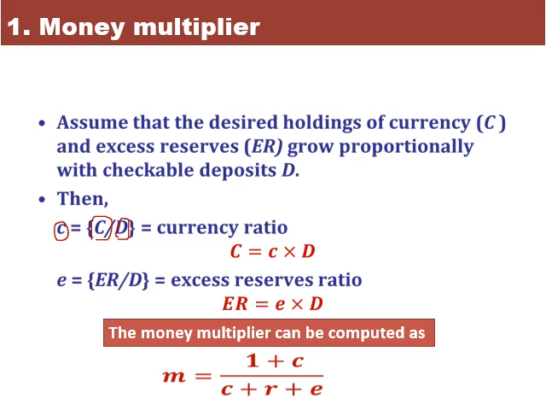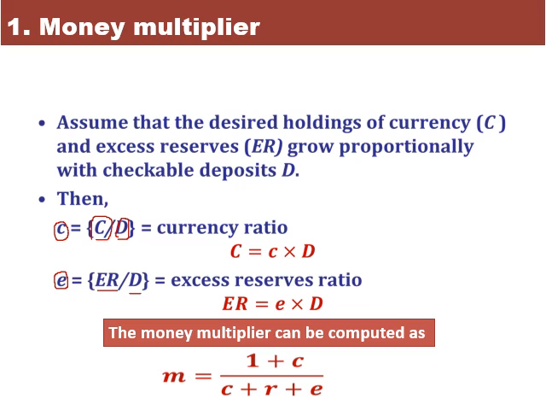Similarly, we assume that banks want to hold a certain ratio of excess reserves, which we can call the excess reserve ratio. Here the symbol e refers to the excess reserve ratio, which can be obtained by dividing the amount of excess reserves by the amount of deposits available at banks. We assume that both ratios, the currency ratio and the excess reserve ratio, have a positive relationship with deposits, so they increase as deposits increase.